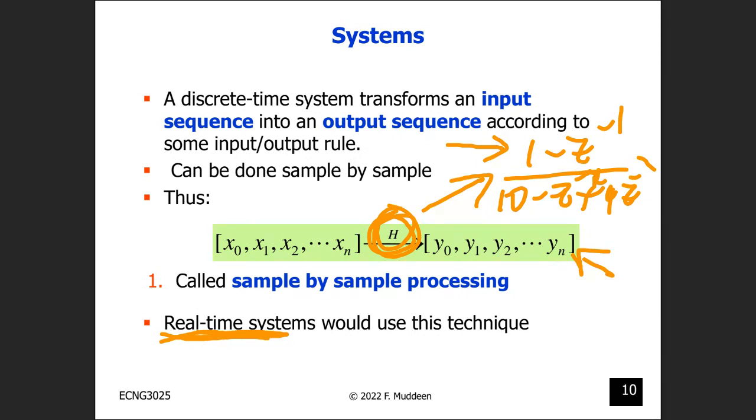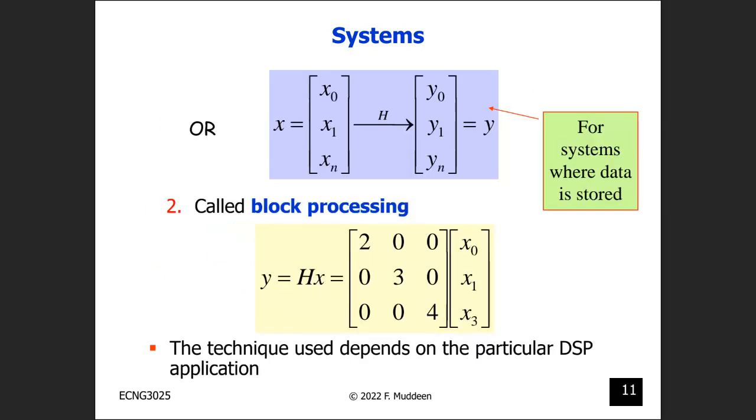So values come in, and as a value comes in, a new value is generated. So this is sample by sample processing. Many systems do it that way. Or, if the system stores the data, so all of the input information comes in and is stored first, and then the system takes that set of stored information and works on it as a group, that is called block processing.